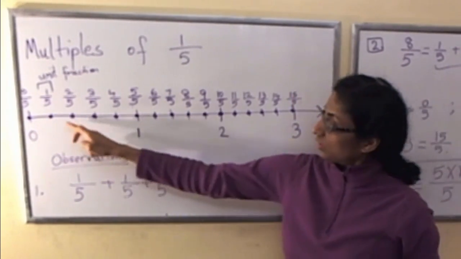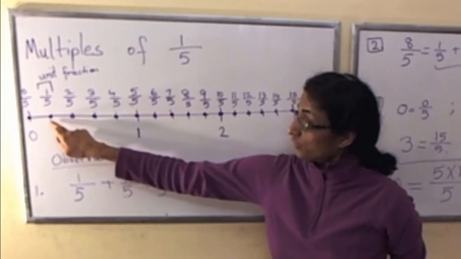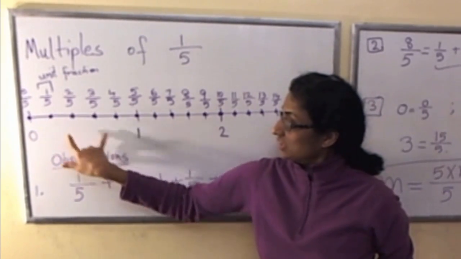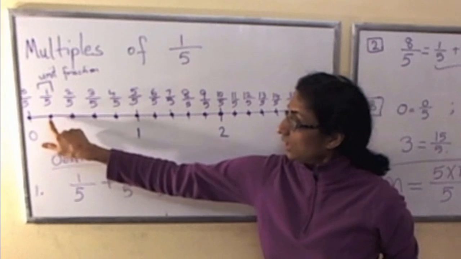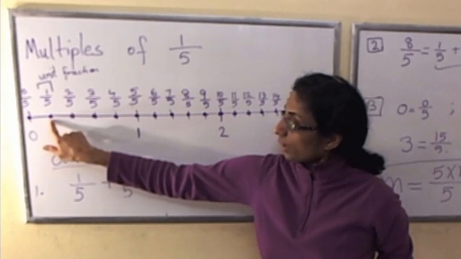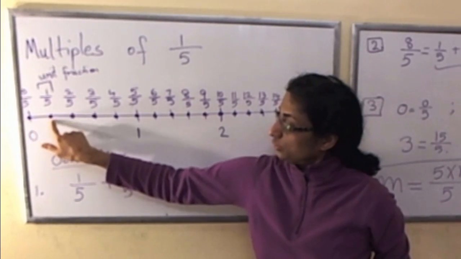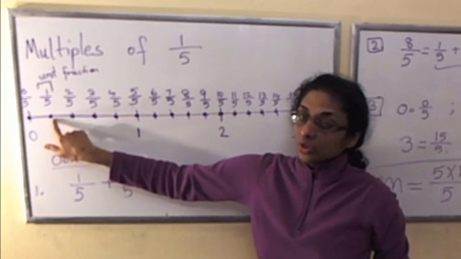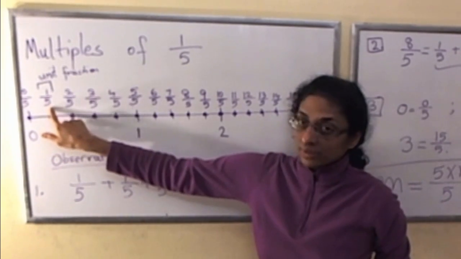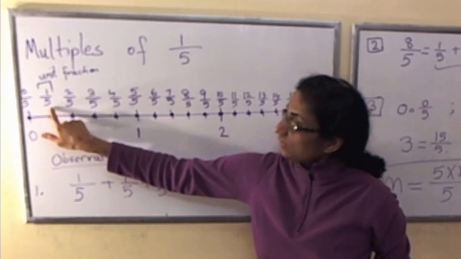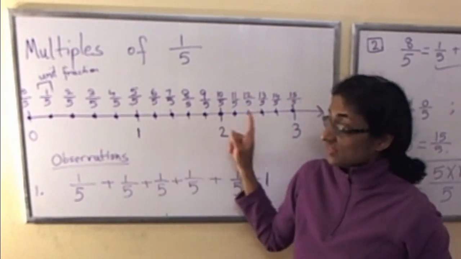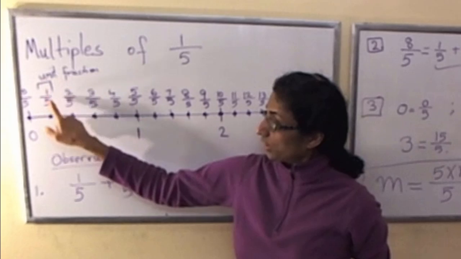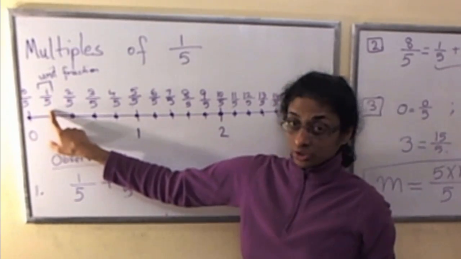Remind them that the unit segment is cut up into 5 equal pieces, and this first point that comes immediately to the right of 0 is the point whose label is 1 over 5. So once they write that, then you can remind them that every point is then a multiple of 1 over 5. 1 over 5 is called a unit fraction.